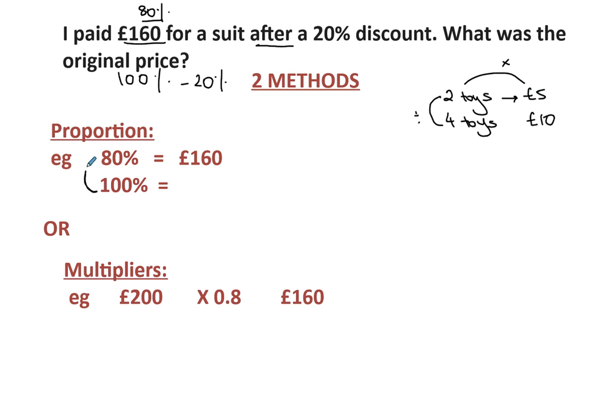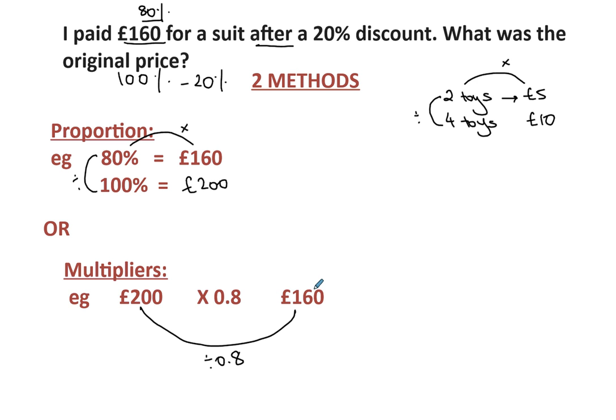So we're going 100 divided by 80 times 160, and you'll get £200. Okay, here, using multipliers, we know that we multiplied something by 0.8, which is the 80%, to get the 160. So now we go backwards and we go 160 divided by 0.8, and you get your 200. But this way doesn't feel very comfortable.